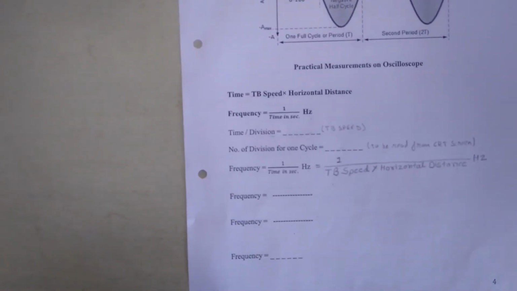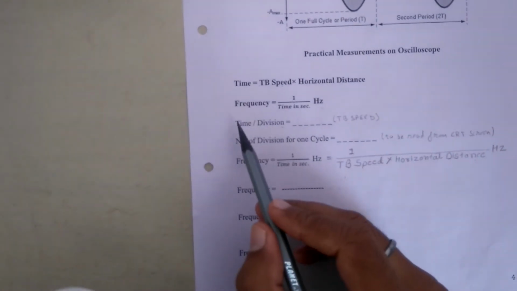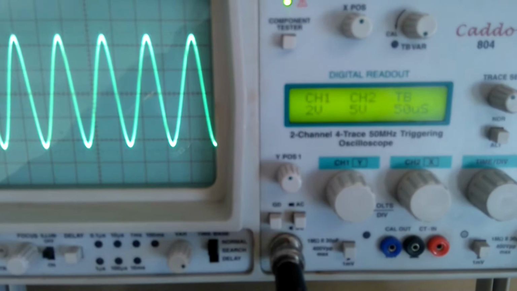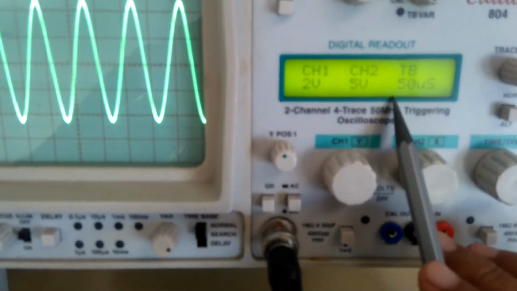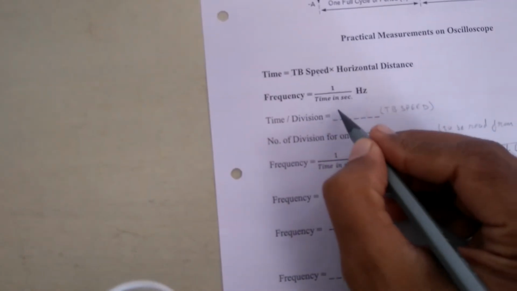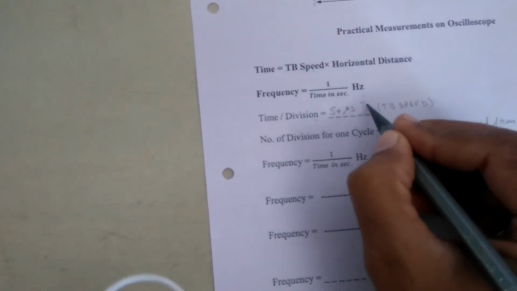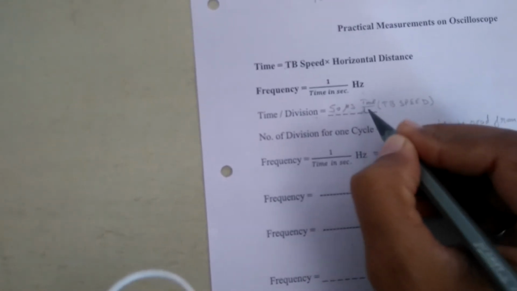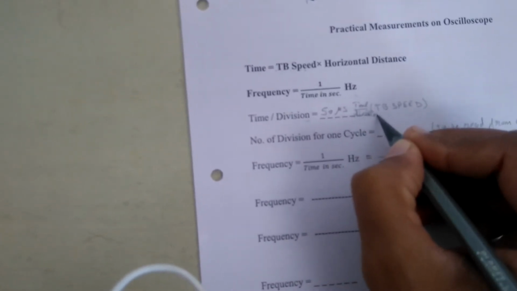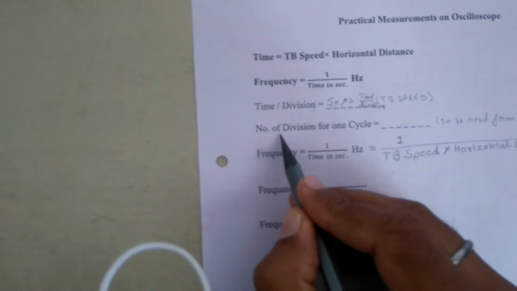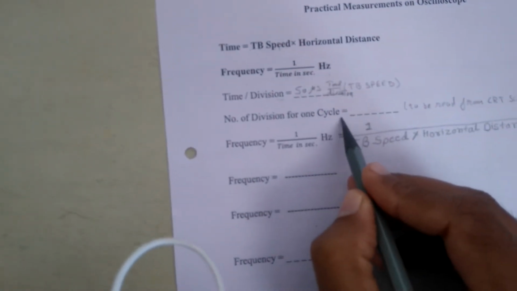Now this is the calculation part. We have to find the frequency. This is time per division. We have directly read the time per division from the CRO. This is 50 microsecond, so we are going to write the time per division is 50 microsecond.